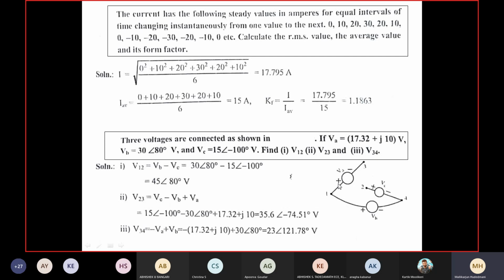Okay, VA is okay. Then 1 towards 4, you are expecting minus to plus. It is not there, then it is minus VB. Then here to here, minus to plus. It is already there. VC is correct.